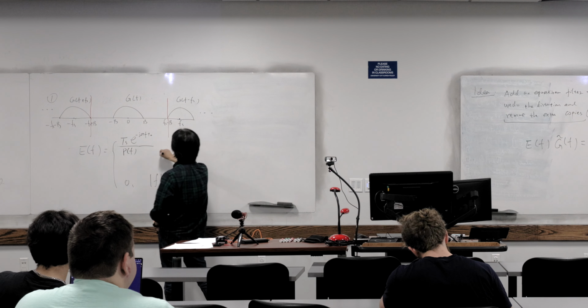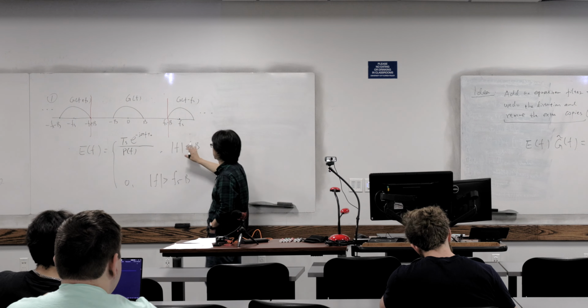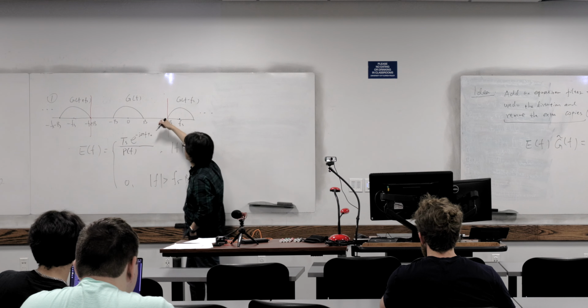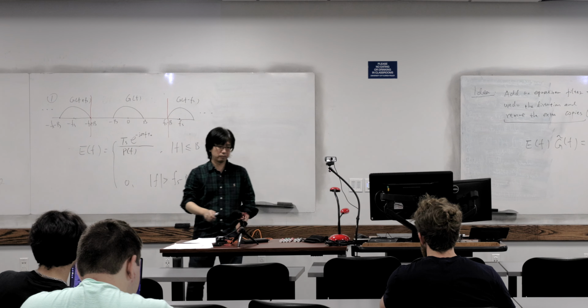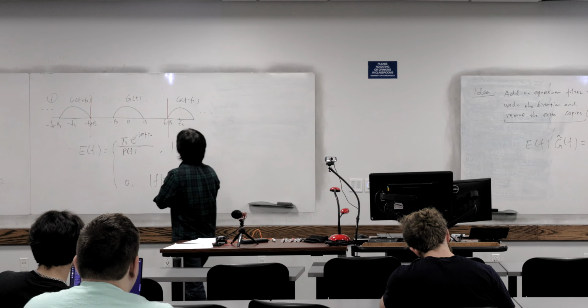And here, we need to make sure that when |f| is less than or equal to B, we have this exactly, right? How about the middle part? How about anything from here to here? So how about this part?